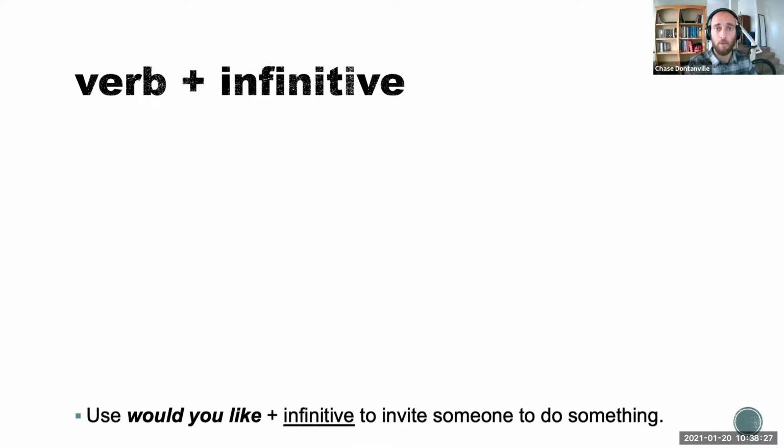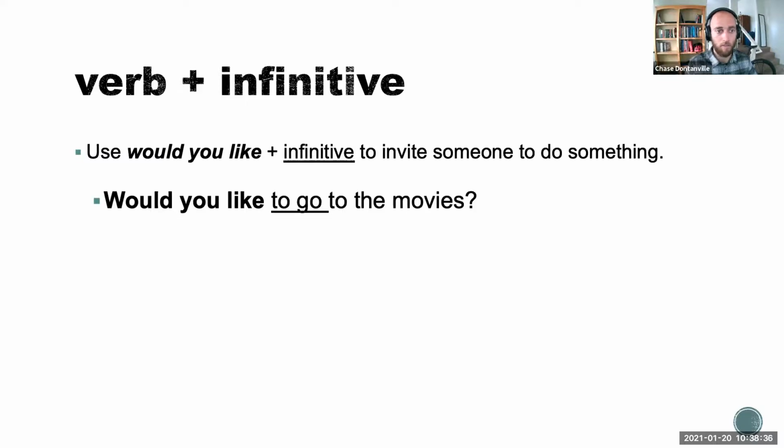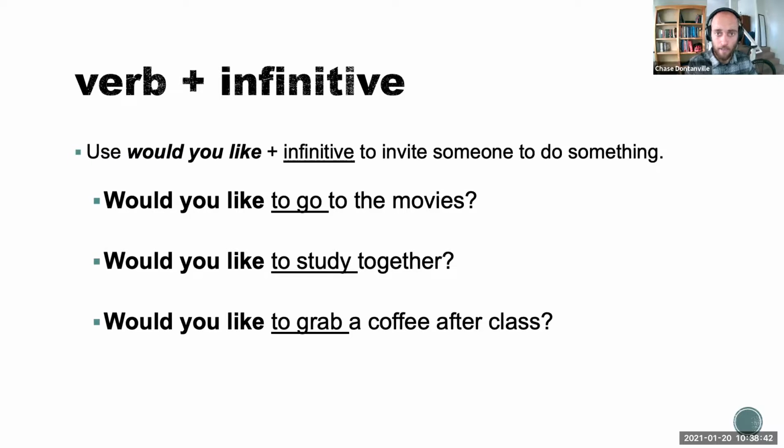You can also use the expression would you like plus infinitive to invite someone to do something. For example, would you like to go to the movies? Would you like to study together? Would you like to grab a coffee after class? Okay, so it's very common, the expression would you like plus infinitive to invite somebody to do something.